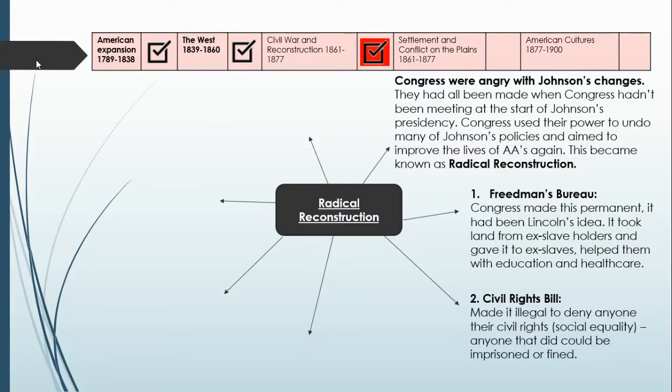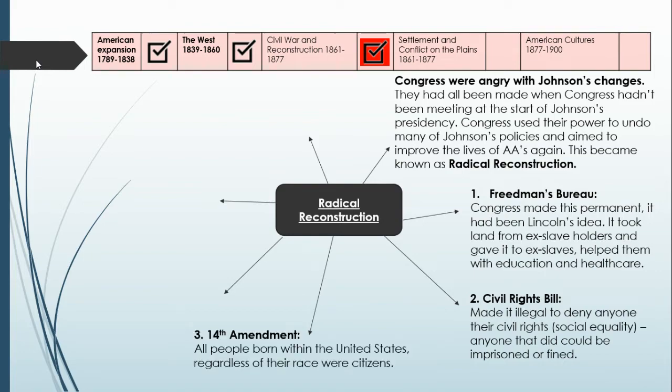We also have the Civil Rights Bill. So this made it illegal to deny anyone their civil rights. So it is illegal essentially to be racist to other people, to treat them horrendously. These civil rights are not allowed to be denied to anybody. Anybody that did this could be imprisoned or fined. So this is a step towards equality for African Americans. The Civil Rights Bill, very, very important.